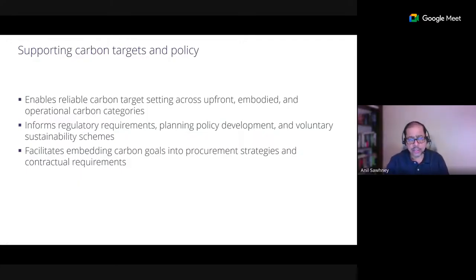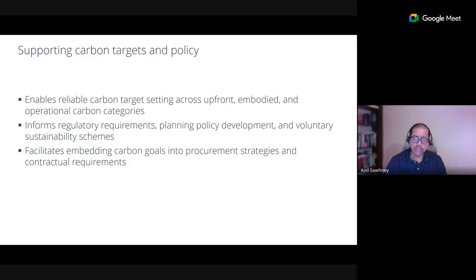Supporting carbon targets and policies. If you're using WLCA, it enables reliable carbon target setting across upfront, embodied, and operational carbon categories. So regulatory bodies, planning folks, and others, and voluntary sustainability schemes can then set those targets and implement those policies.